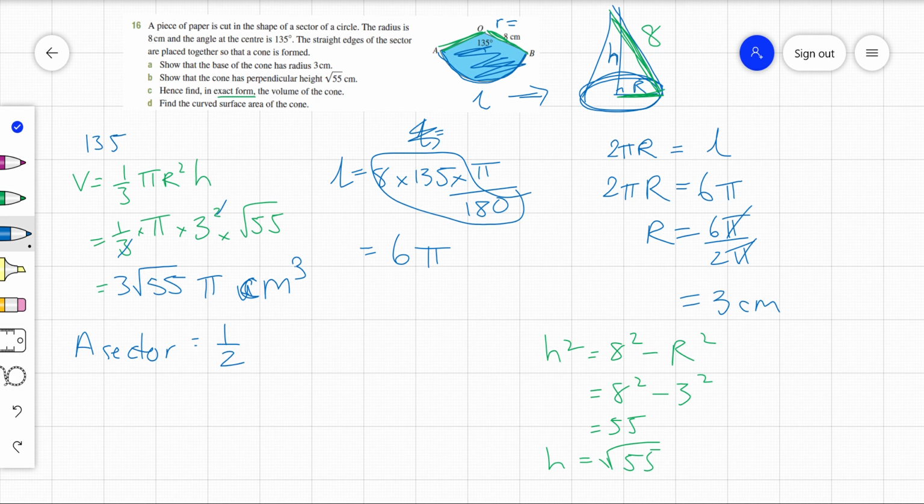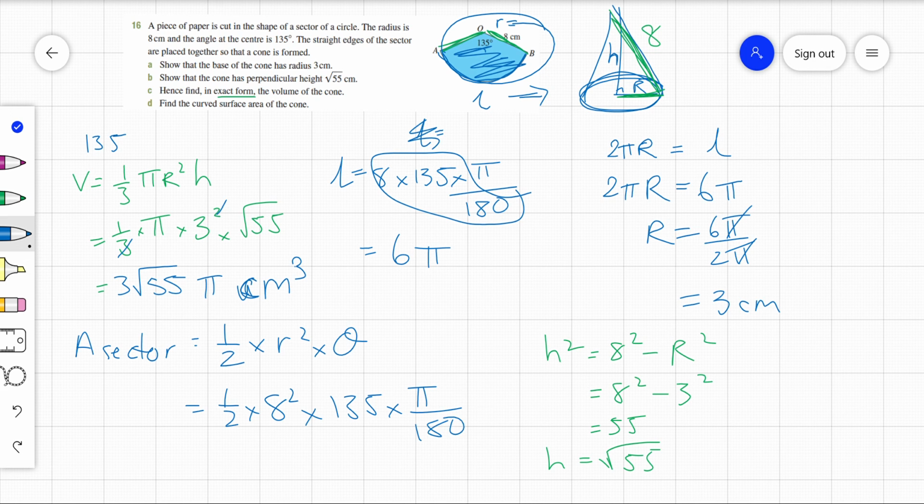It's half r squared theta, so half, and the r is coming from here, so I'll write it down, half r squared theta. So we've got half times 8 squared, be careful there. The angle again is 135, but we need it in radians. So putting that in the calculator, we can do it as exact because this all works nicely. We should get 24 pi, and that'll be centimeters squared because it's the surface area.